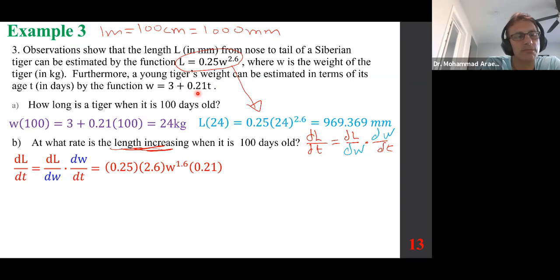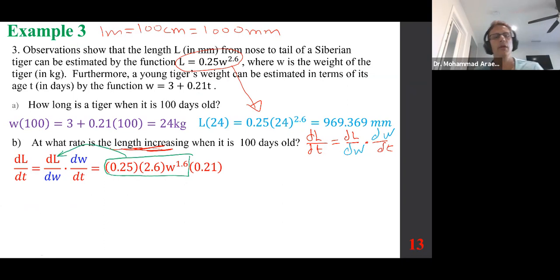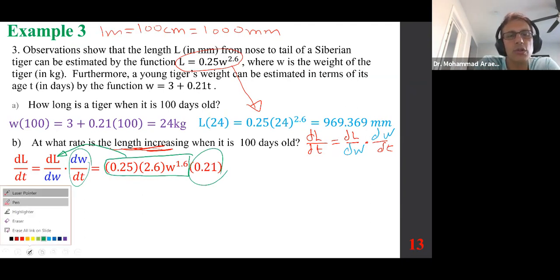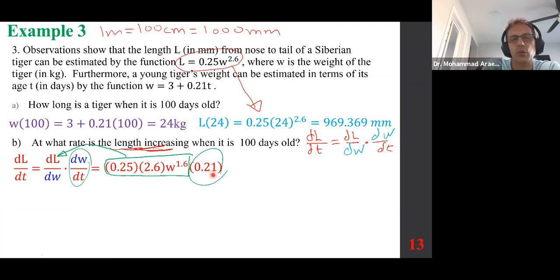Okay, so this part is the first part, and this is this one. Okay, class. We are going to multiply 0.25 and 2.6 and 0.21, the three numbers. We get 0.1365 W to the power 1.6. Now let's go back to the question. It says, at what rate is the length increasing when it is 100 days old?